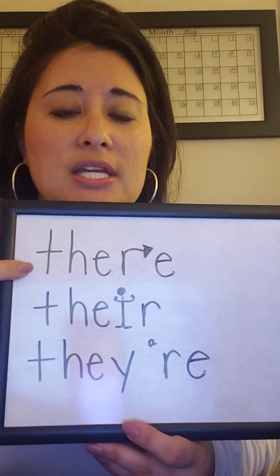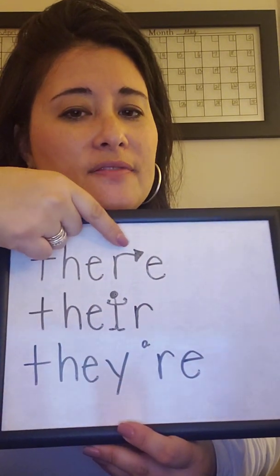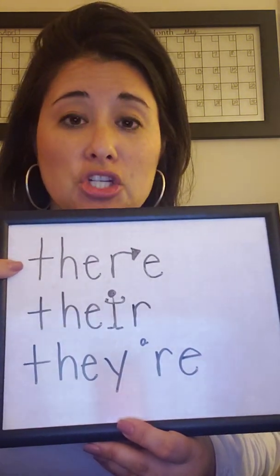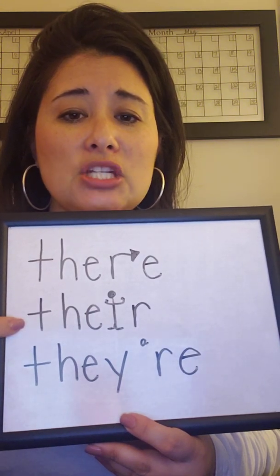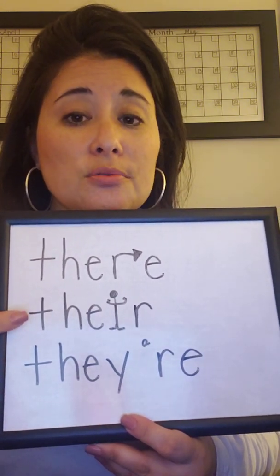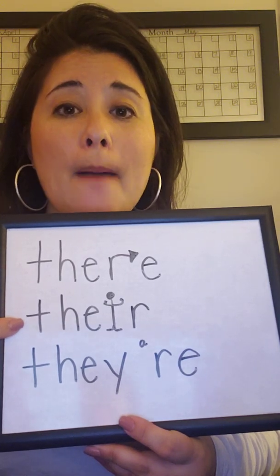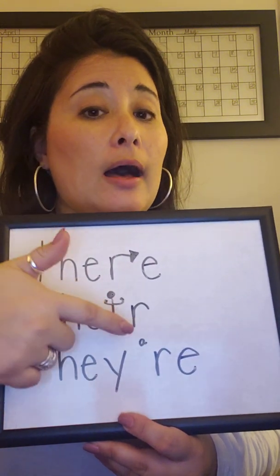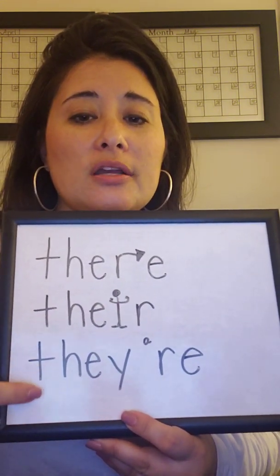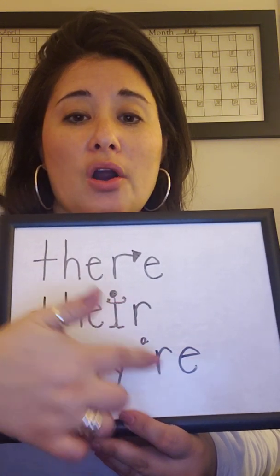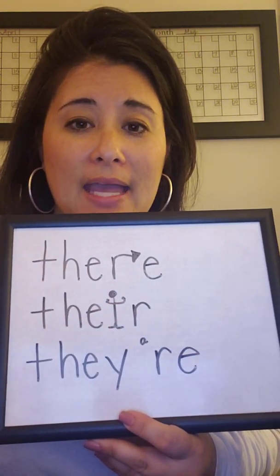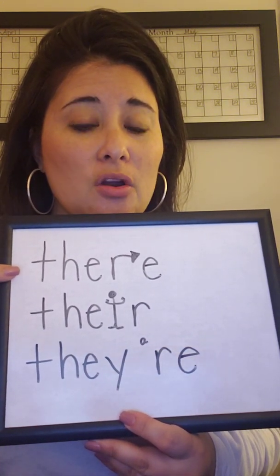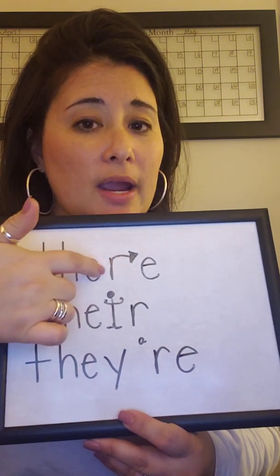This word, T-H-E-R-E. If you think of the R with an arrow, use this word when you're talking about direction of something. T-H-E-I-R. Use this word, their, when you are talking about someone. And they're, T-H-E-Y apostrophe R-E, is talking about they are. And you can think of the apostrophe as an A. So when you're talking about when to use one of these words, remember there with the R-E is talking about direction.